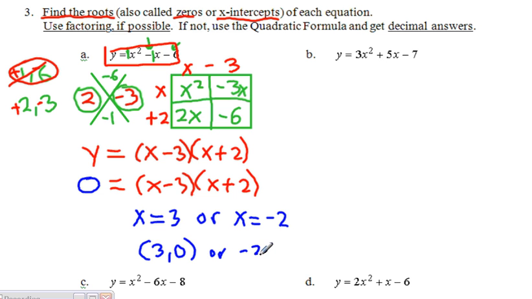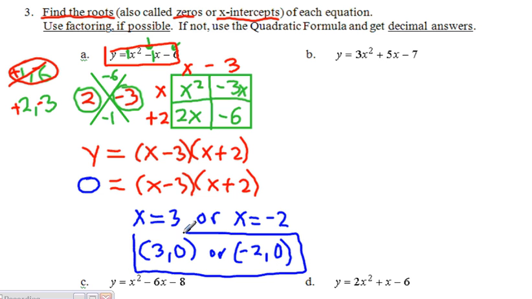Negative 2 comma 0. This is the official way to write an x-intercept, since x-intercepts are locations. They're not just numbers, they're places on a graph. So there's that. All right, problem 2.